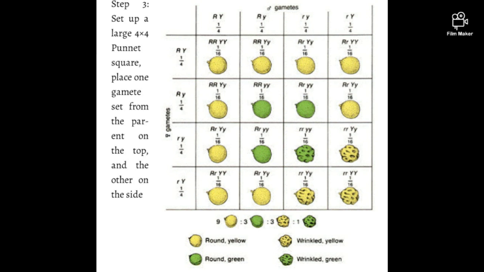The color of the picture shows the phenotype of the offspring. So you must have understood the difference between the genotype and the phenotype, and also which ratio of the offspring will be showing the particular phenotypic character. Like out of 16, 9 seeds will be yellow and round, 3 will be green and round, 3 will be yellow and wrinkled, and 1 will be wrinkled green.